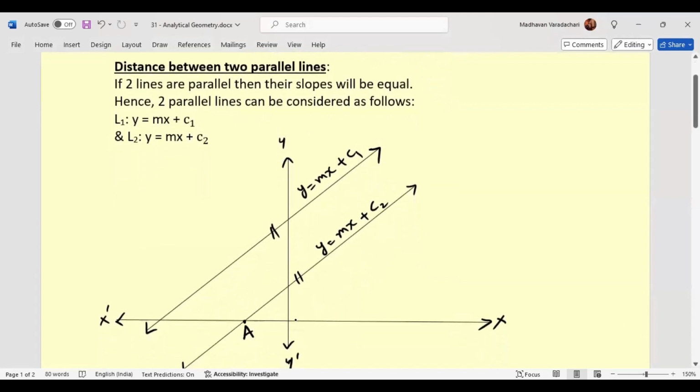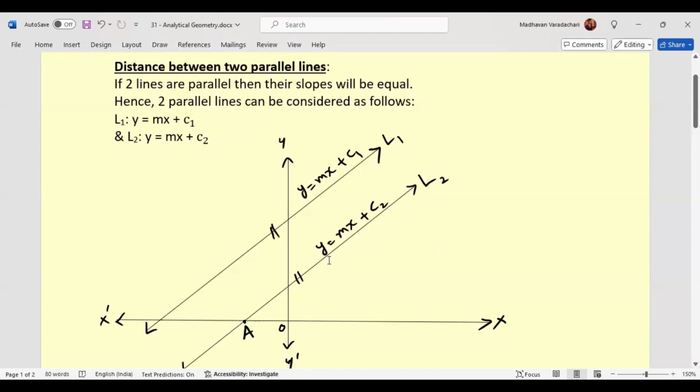This is our y-axis, y dash, x dash x. So this is our origin. And this is one parallel line. Let us say this is L1. This is our L2. This L2 intersects at A on the x-axis. We will have to identify what is A.